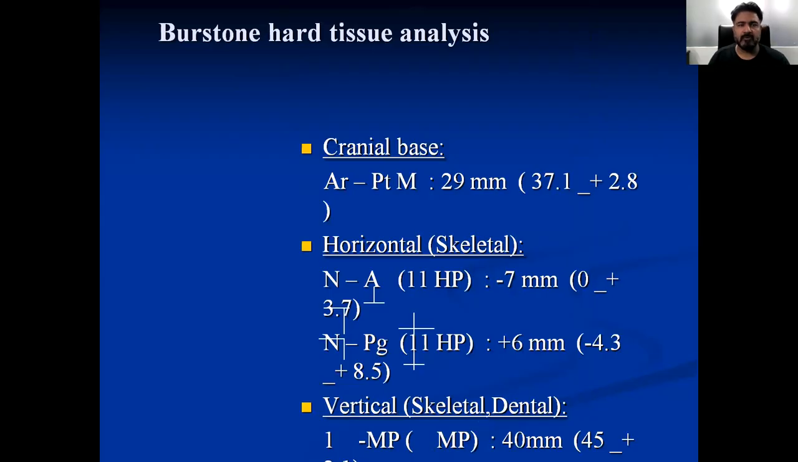So when you are doing hard tissue analysis like Burstone's hard tissue analysis, the cranial base and the horizontal skeletal areas have some findings, like it should be 29 millimeters, and the skeletal findings are, at point N to point A, it should be -5. In this case, it is there, but it should be like plus minus 3.7 maximum. Just like that, vertical dimensions are also not correct in this case.